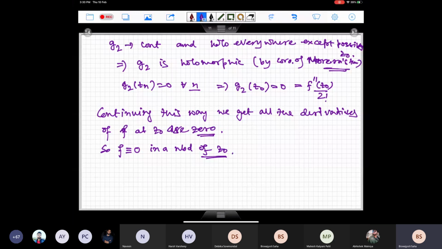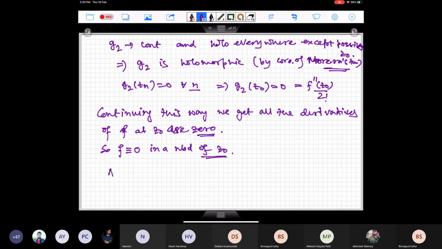Now, in all this till now, I have nowhere used that my domain, the set where the function is defined, is a connected set. So this is what I am going to do next. So my time is up. So I'll just sketch you the proof and complete this part in the next class.